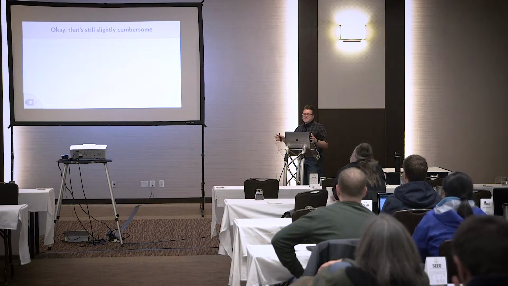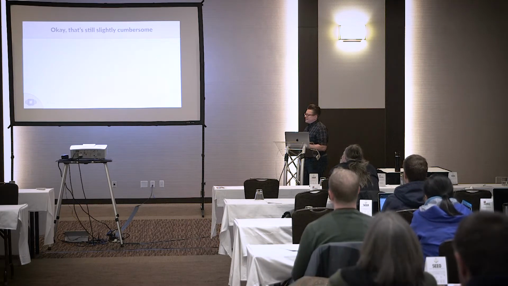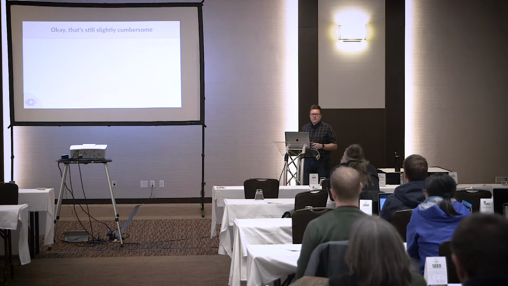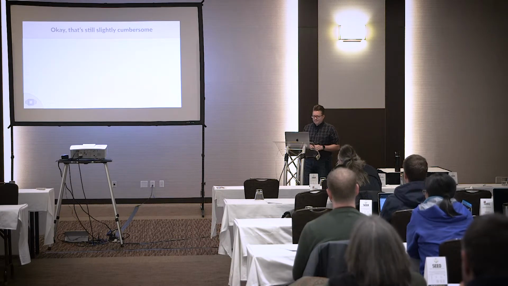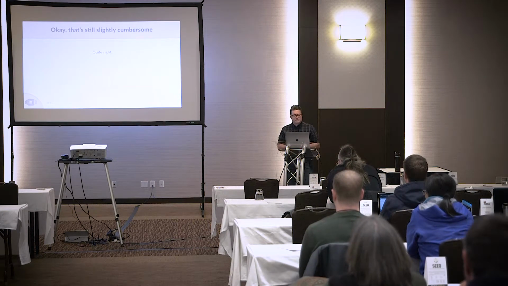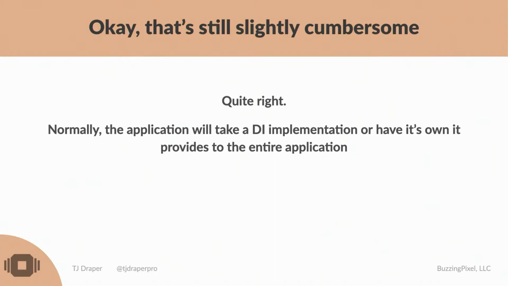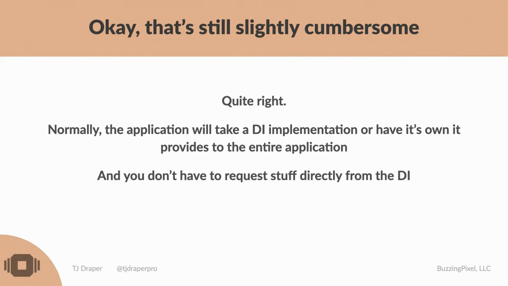And the way I've demonstrated it, it's kind of what's known as the service locator pattern, which I usually try to avoid. Occasionally it's necessary. But it's still slightly cumbersome to use in this way. So normally, an application will have its own DI implementation, which it provides to the entire application. And you don't have to request this stuff directly from the DI in those circumstances, generally speaking.